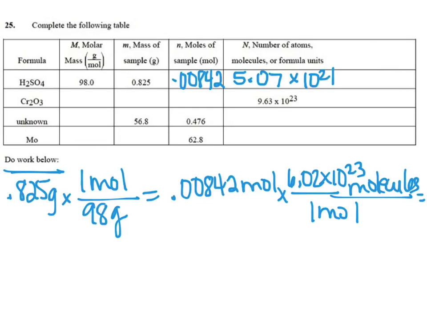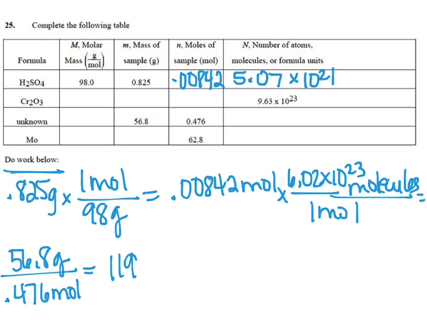The one I do want to look at real quick is the unknown. We know the mass in grams and we know the moles. So how can we find the molar mass? We're going to take 56.8 grams and divide it by 0.4676 moles. And to 3 sig figs, I get 119 grams per mole.